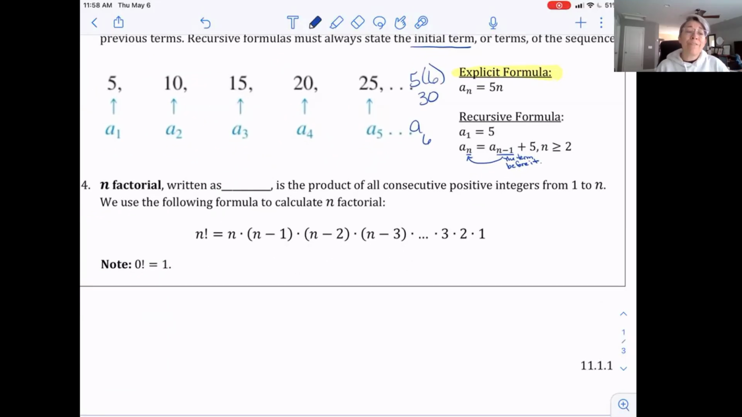We also have a new term called a factorial. N factorial is written as n followed by an exclamation mark, so that's read as n factorial. And it's the product of all the consecutive positive integers from 1 to n. So for n factorial, we would multiply n times the number before that, times the number before that, all the way down to 1. A quick example is if we had 5 factorial, that means we would take 5 times 4 times 3 times 2 times 1, which would give us 120.